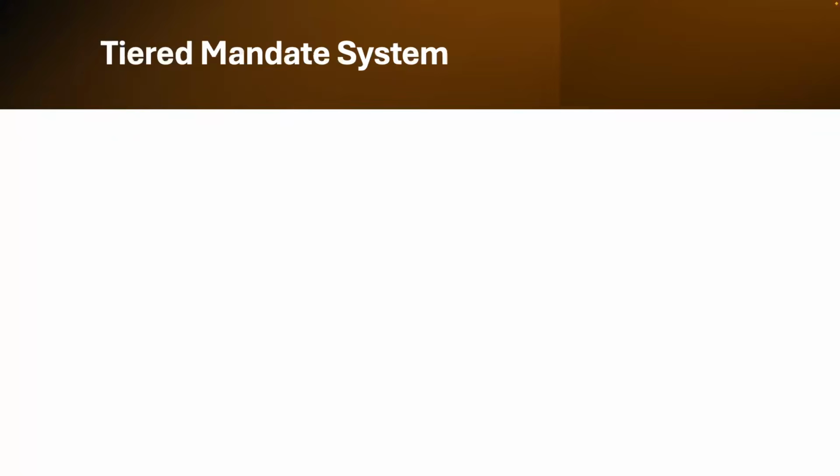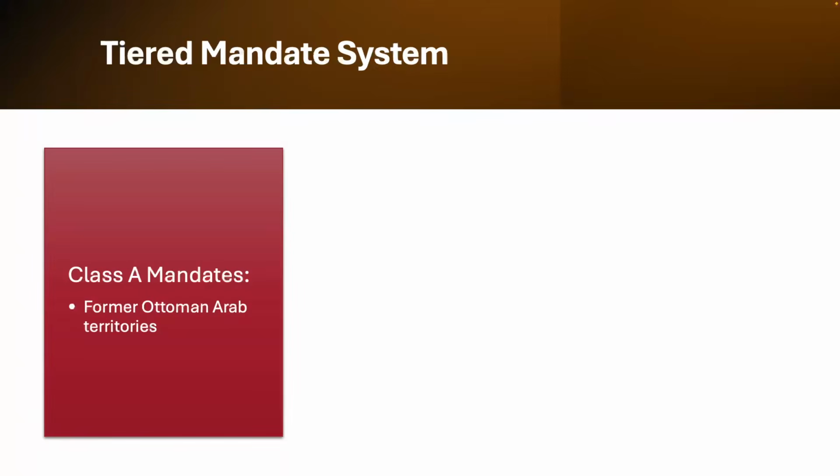The three tiers of mandates looked a little bit like this. You had Class A mandates, which represented former Ottoman Arab territories in the Middle East that were considered to be closest to independence. And this included things like the mandate for Palestine, the mandate for Iraq, the mandates for other parts of the Middle East as well. And some of them did in fact get their independence. Iraq, of course, gets its independence in the 1920s, I believe.